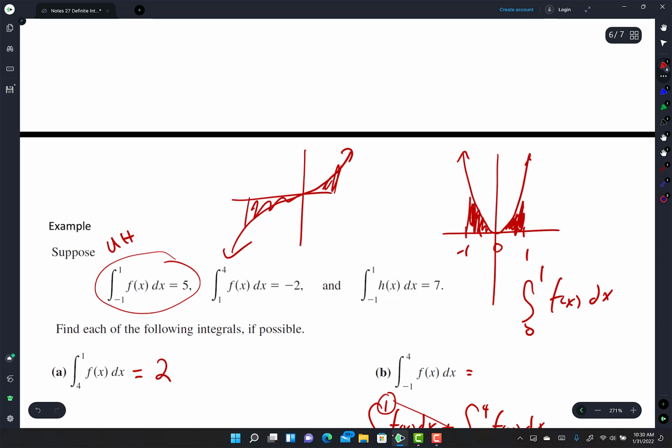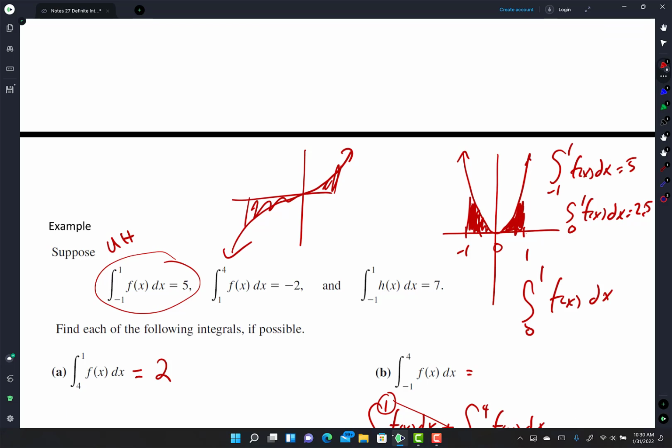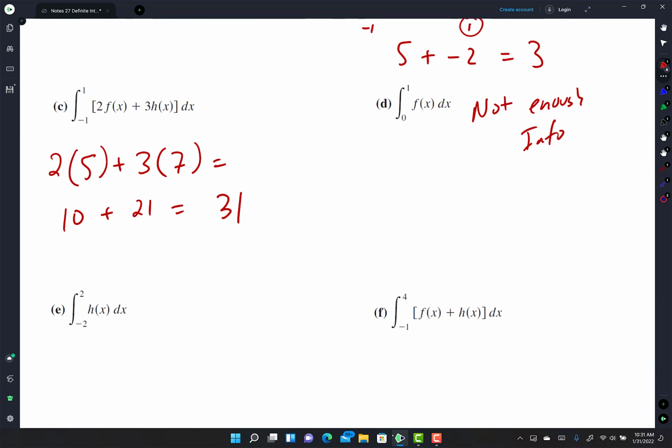Because look, this area between negative 1 and 0 is the same as the area between 0 and 1. So if they tell you area between negative 1 and 1 of this function is 5, and it's an even function, only if it's even, then the area between 0 and 1 has to be 2.5. Because it's symmetric about the y-axis. Does that make sense? Now, we're not advanced yet. We're not there yet. But that's what we would have done if they would have told us. But did they tell us that f of x was even? They did not. So not enough info.